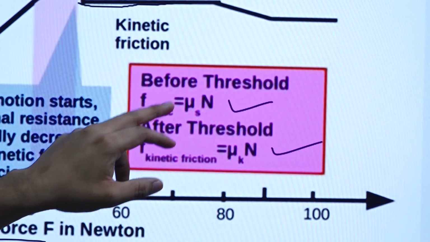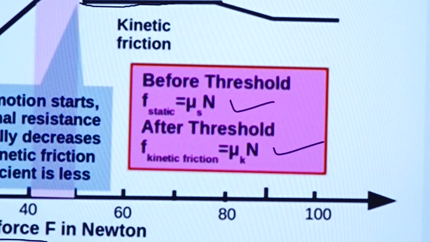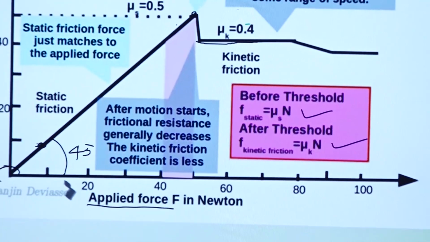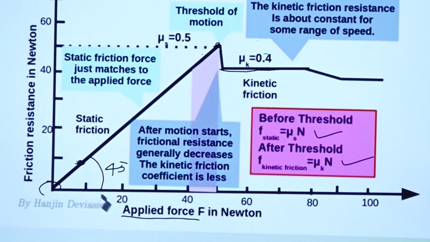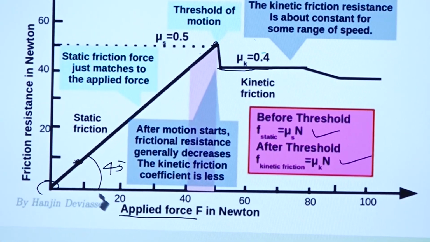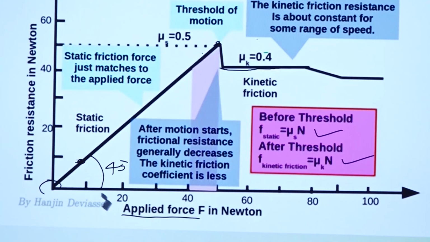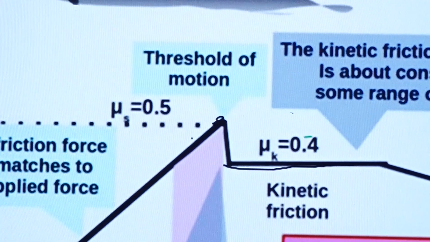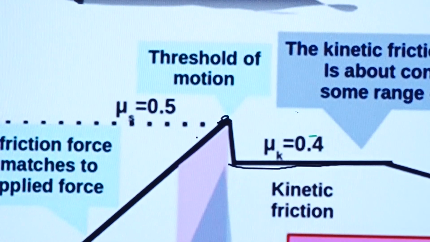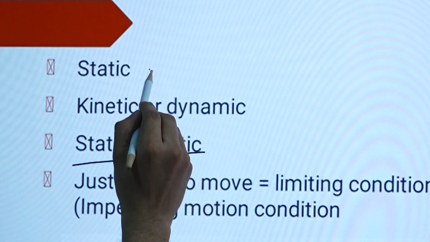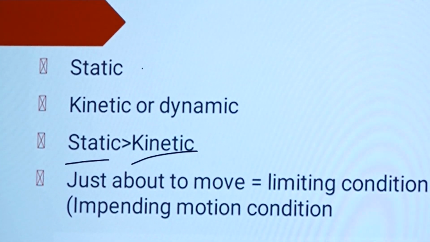So here you can see these two formulas. Friction force is equal to mu into N, that we are going to see in the next slide. For now, you just have to understand this diagram, right? From this diagram, what we found out is that the maximum frictional resistance is at this threshold limit. Up to here is the static frictional force, that we will see in the next slide.